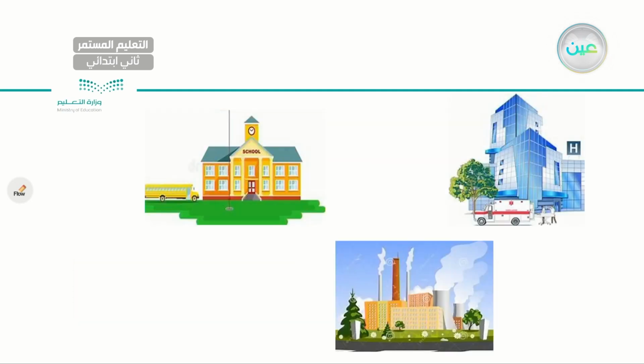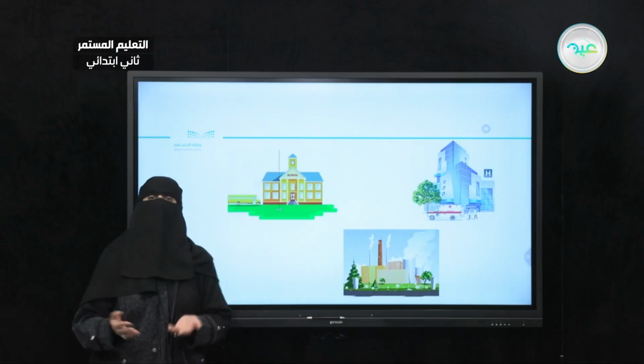Now, how about these pictures? Again, still we are talking about nouns. Here I have a school, a hospital, a factory, perhaps an airport, a supermarket, a mosque.